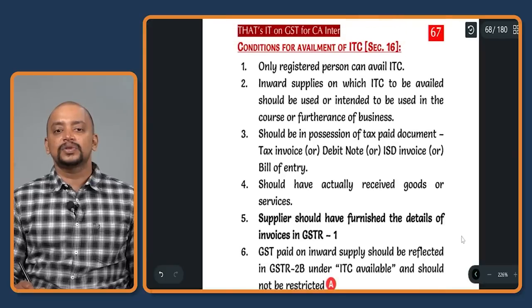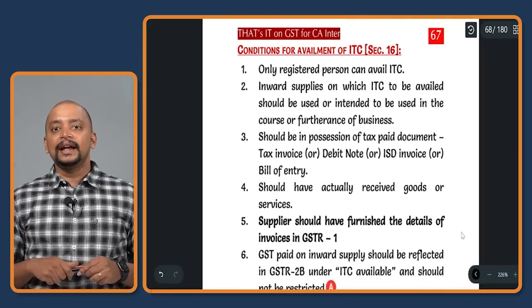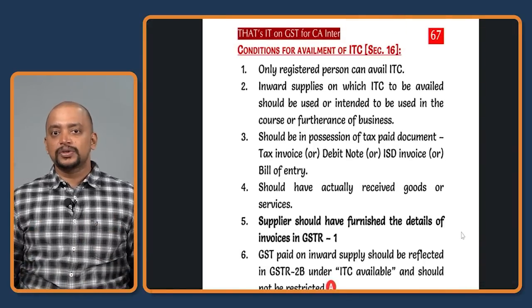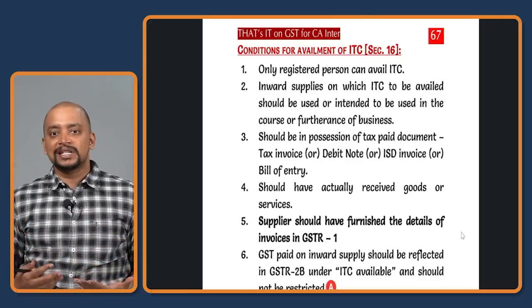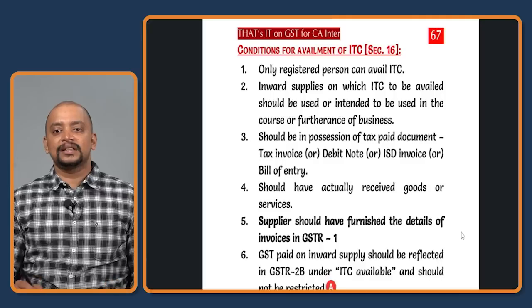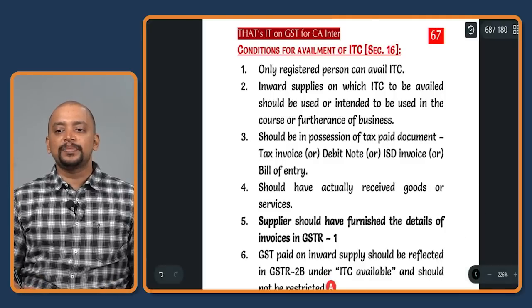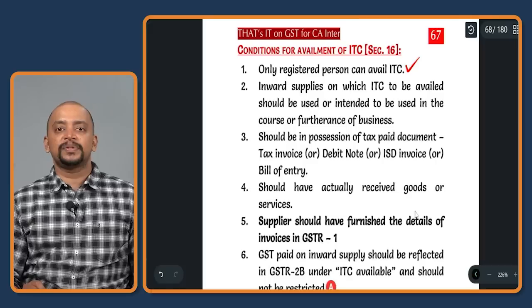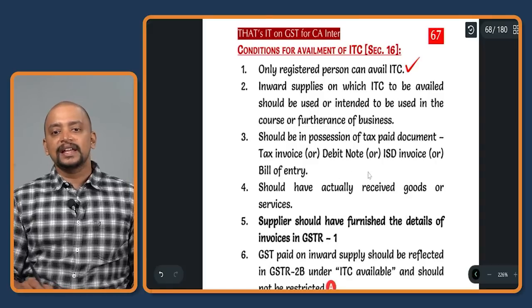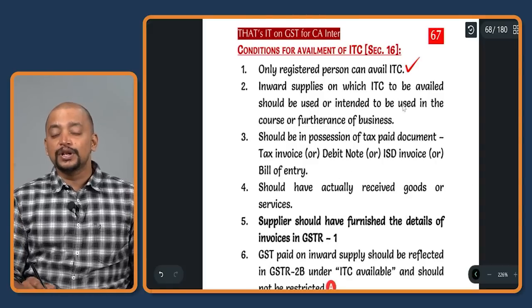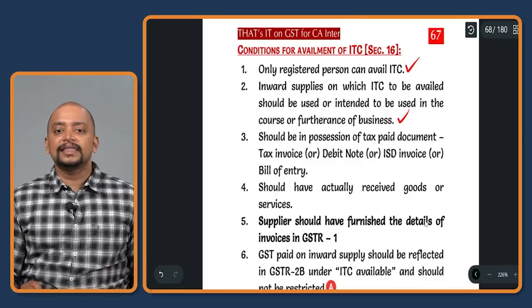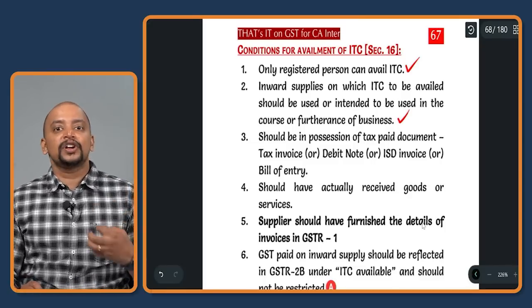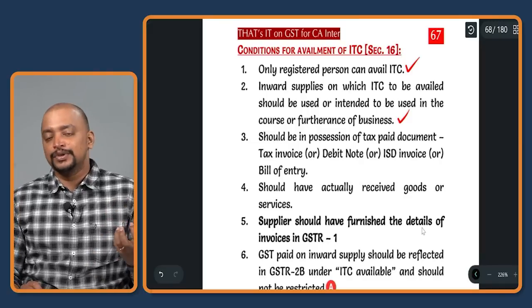Okay. Then next one, section 16, conditions for availment of ITC. So total, this is section 16. Some conditions are there. So 8 conditions are there. Only a registered person can avail ITC. Unregistered person cannot avail ITC. And the inward supply should be used or intended to be used in the course or furtherance of business. And then the person who is availing ITC should be in possession of tax paid document.